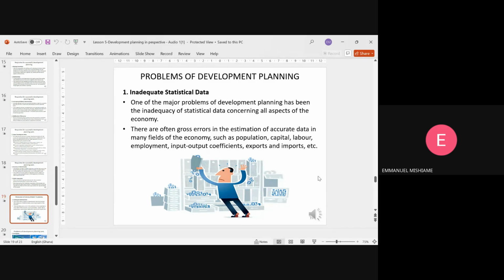Okay, now it says that there are often gross errors in the estimation of accurate data in many fields of the economy, such as population, capital, labor, and many other things. Now, this is a major problem because statistical data is one of the main requisites for successful development plans. And if the data you have is unreliable or inadequate, then you have a problem because you are planning for the wrong number of people, or you are planning on the wrong data.